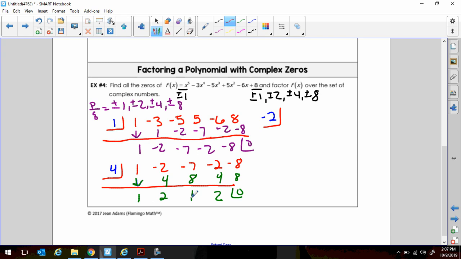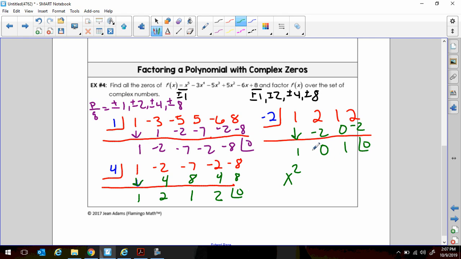And I'm going to put these coefficients, 1, 2, 1, and 2. They get shorter every time. We always bring down the first number. 1 times negative 2 is negative 2. And then this is going to be 0 times anything is 0. This is plus 1 is 1 times negative 2 is negative 2. And that is 0. So this is a quadratic. This is x squared. There's no x, so there's no middle term, and then plus 1 equals 0.